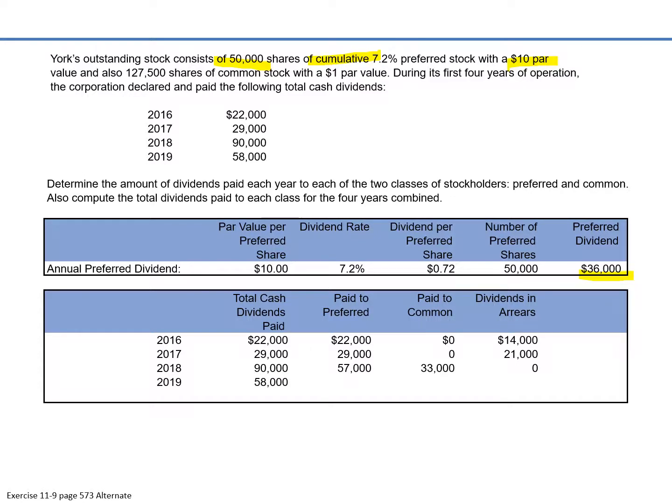Then in year 4, we have $58,000 of cash dividends paid. We're going to pay $36,000 to fulfill our annual obligation to our preferred shareholders, and then the rest that's left over is going to get paid to our common shareholders. So we have a total of $199,000 of dividends paid, 144 of which went to our preferred shareholders.